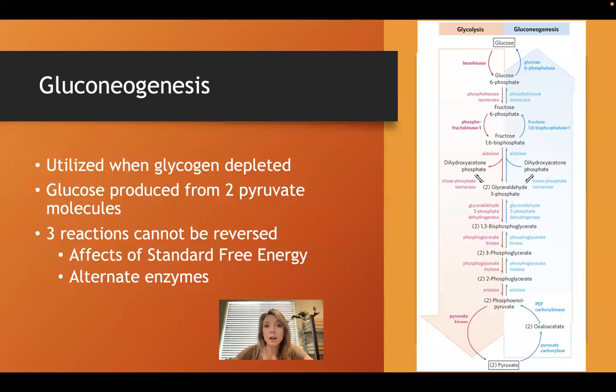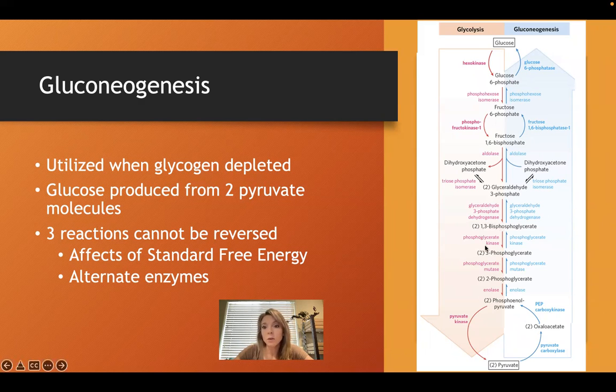While 7 of the reactions are in fact reversible, 3 of the reactions in glycolysis are so highly exergonic that they are more or less irreversible. This is seen in their large negative delta G values. These 3 reactions are catalyzed by hexokinase, PFK1, and pyruvate kinase. Gluconeogenesis uses detours around these reactions. For instance, fructose 1,6-bisphosphate instead of phosphofructokinase 1. So let's look at this picture here.